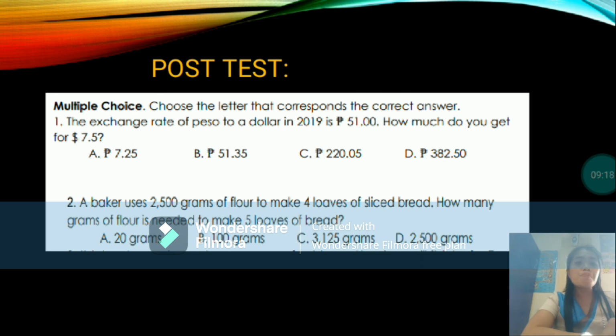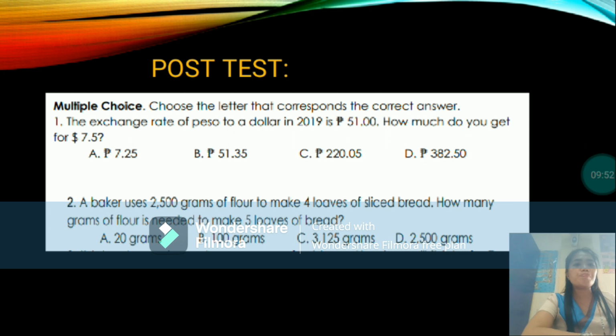Okay. So I think those steps are clear, and we had discussed already the direct and indirect proportion. So let's have a post test. And don't worry, I will be giving you other examples of partitive proportion after this post test. So for the post test, it's multiple choice and you're going to answer this in your activity notebook, but you have to show your solution. Okay, choose the letter that corresponds to the correct answer.